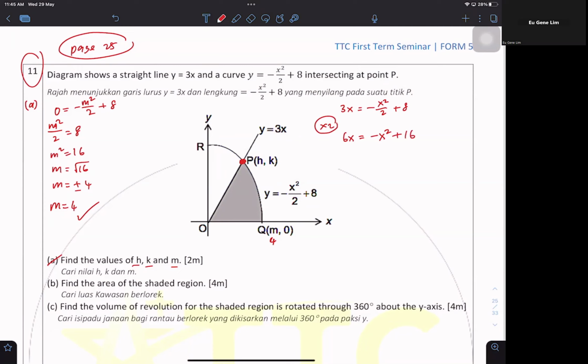Then everything bring over to the left. Positive x squared plus 6x minus 16 equals 0. Everything bring over to the left hand side, arrange properly. Quadratic general form. Press calculator. So you press calculator, what you get? 1, 6, negative 16. Oh, you get 2 and negative 8. Very good.